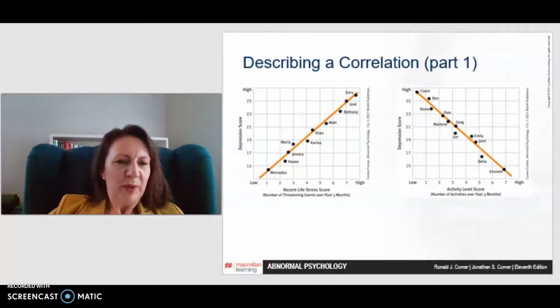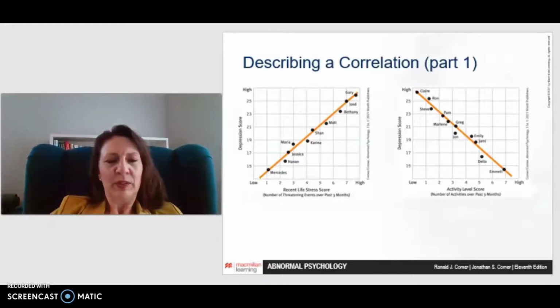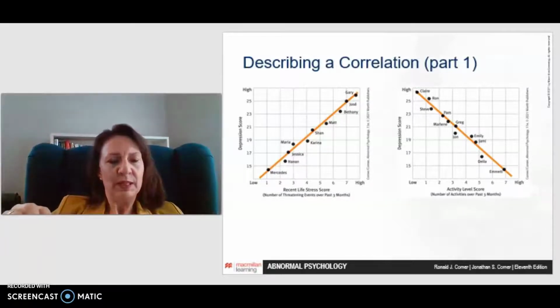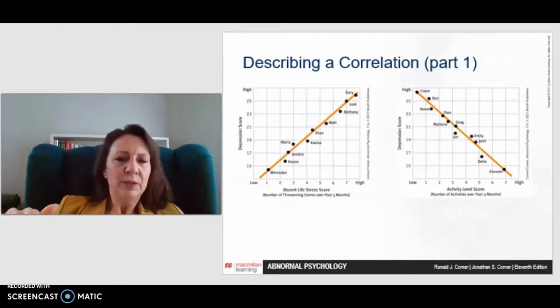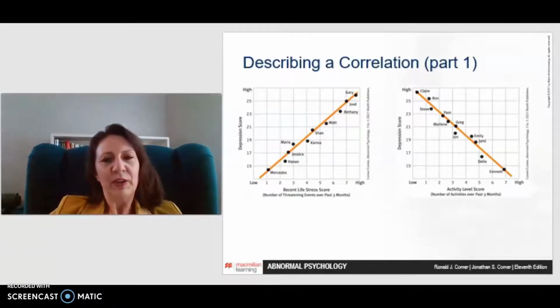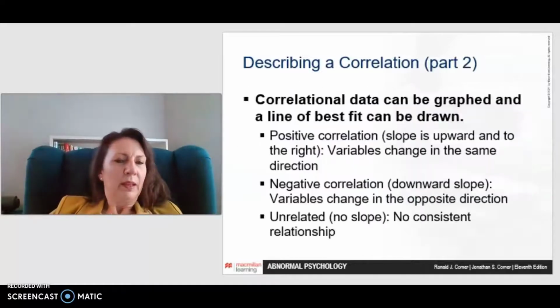These graphs describe positive and negative correlations. On the left-hand side, you see a very strong positive correlation between recent stressors and feelings of depression. And so you see the slope going up because those two things are very closely tied together. On the other side, the right-hand side, you see a negative correlation between the number of activities the person does and feelings of depression, because when people are depressed, they don't do a lot. So that's a very strong negative correlation.